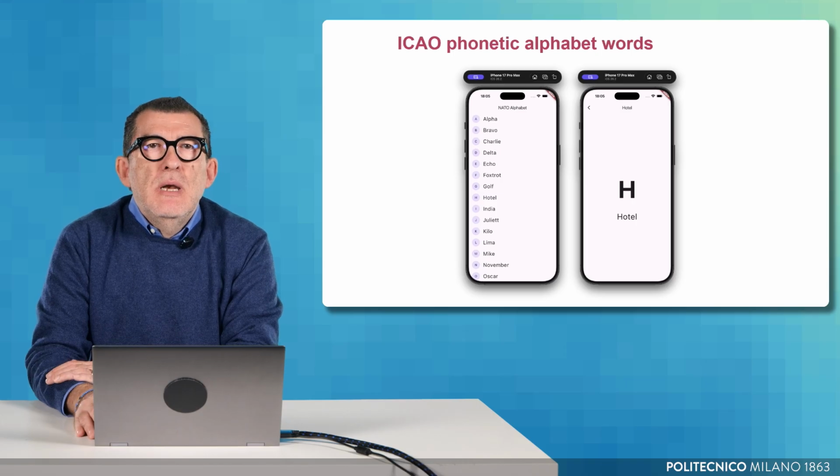There is a small additional complexity. The alphabet contains more characters than can fit on a single screen. So we need to allow vertical scrolling to let users move up and down the list and select the specific letter they want.